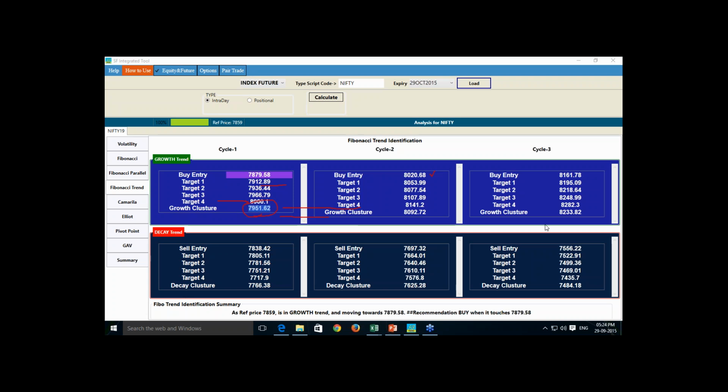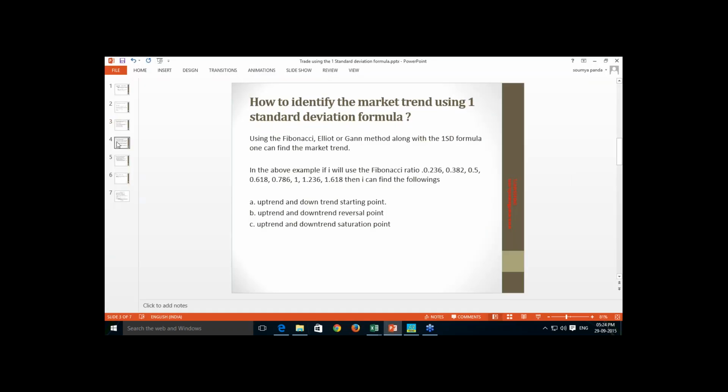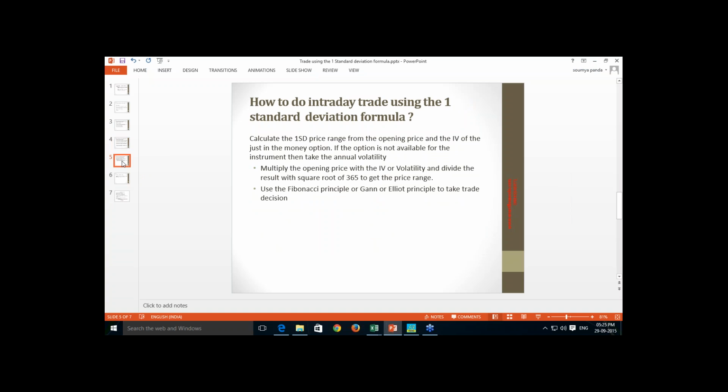So only the methods are different. Sometimes it is being utilized with the Elliott, sometimes with the GFE or Gann angle, or sometimes with the Fibonacci. So its use is in different principles only. The implementation changes. However, the base principle remains the same. So this is about the principle of one standard deviation. Next, moving to the next use of this one standard deviation formula.